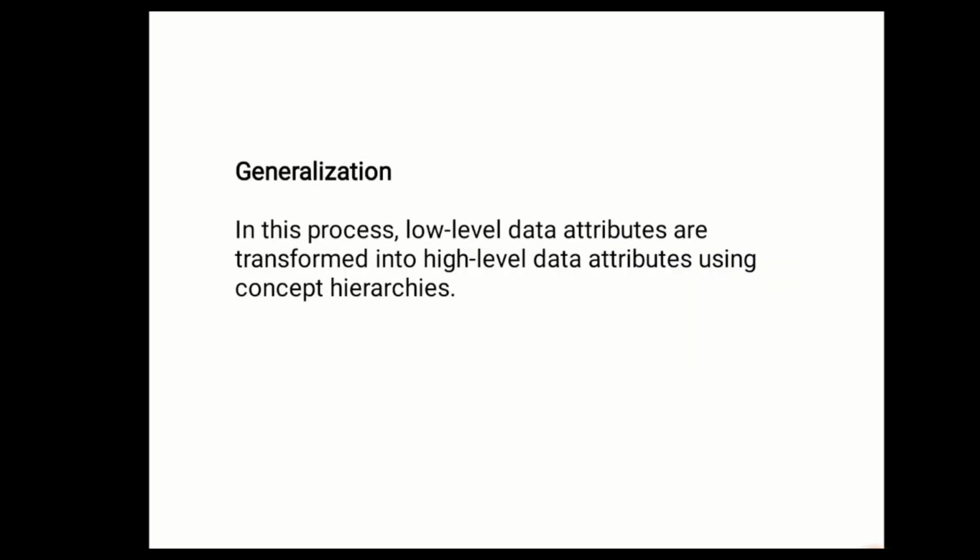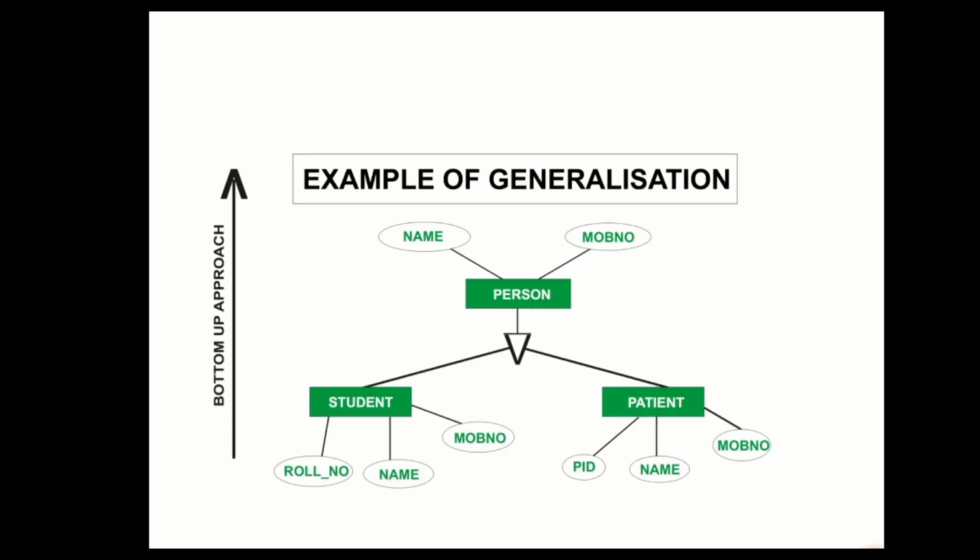Next one, generalization. In this process, low-level attributes are transformed into high-level attributes using concept hierarchy. The conversion from a lower level to a higher concept level is useful to get a clear picture of the data. The lower level attributes, for example, student and patient. The higher level attribute is person. Generalization is a bottom up approach.